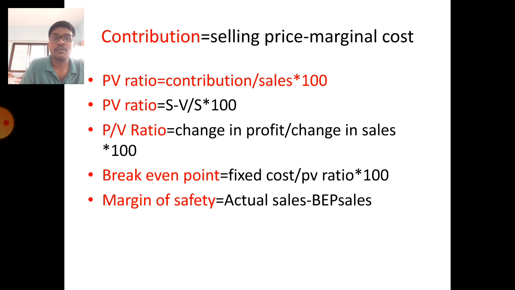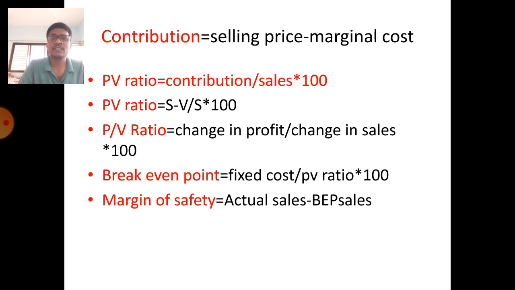Then the next point is break-even point: fixed cost divided by PV ratio, into 100. And last, how to calculate margin of safety: actual sales minus BEP sales. This is the formula of margin of safety.